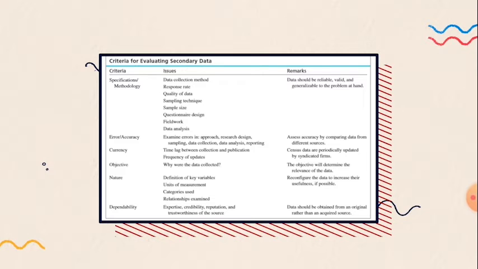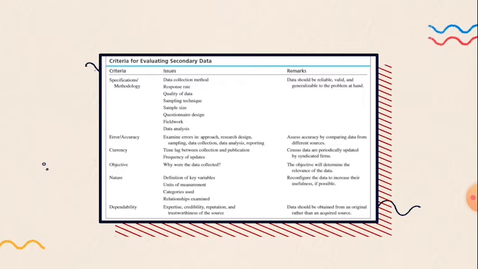Criteria for evaluating secondary data. Methodology for using data. The methodology used to collect data must be critically examined to check for possible source of bias. Error accuracy of data. Secondary data can have a number of sources of error or inaccuracy, including in the approach, research, design. Accuracy when data is collected. Secondary data may not be the most recent data and the time lag between data collection and publication may be long. Objective purpose of data collection.